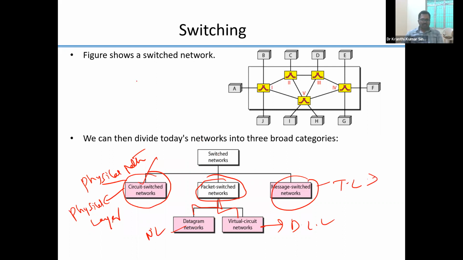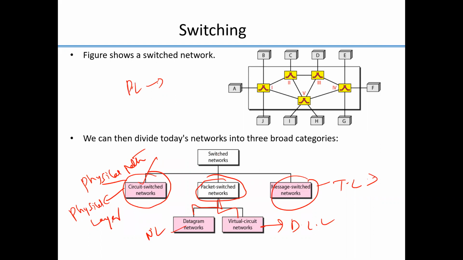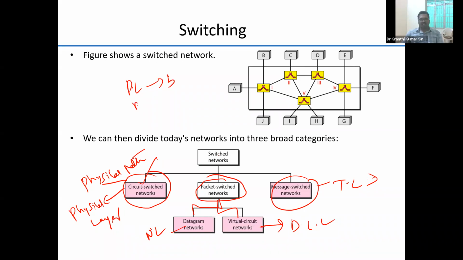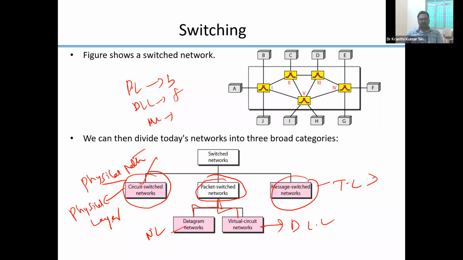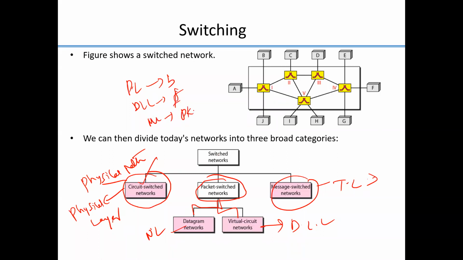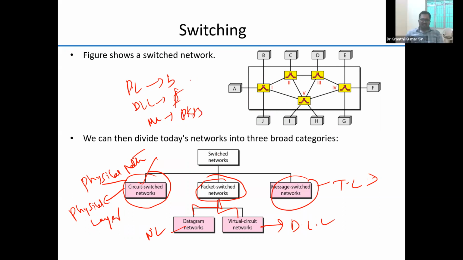Because how can we represent data at the physical layer? Bits. How can we represent data in the data link layer? Frames. At the network layer? Packets. So there is no common terminology or common switching technique which is comfortable handling bits, frames, and packets combined. For bits, that structure is different. For frames, that structure is different. For packets, that structure is different.